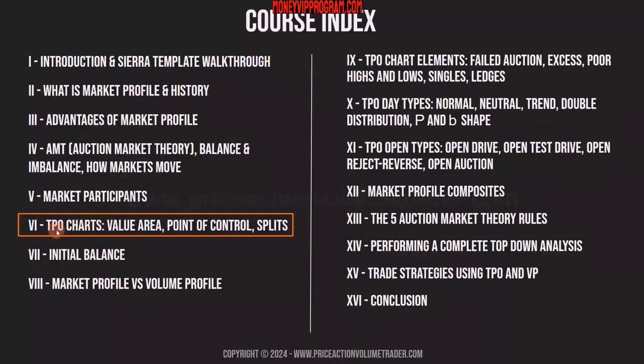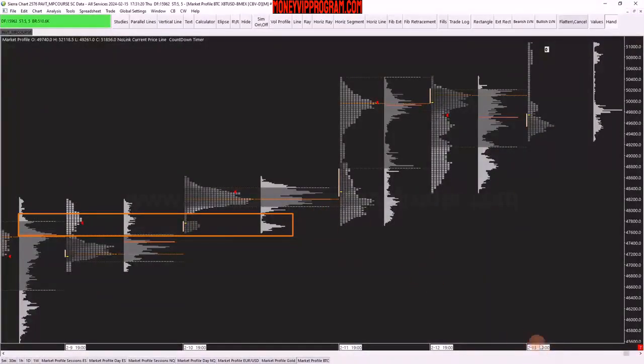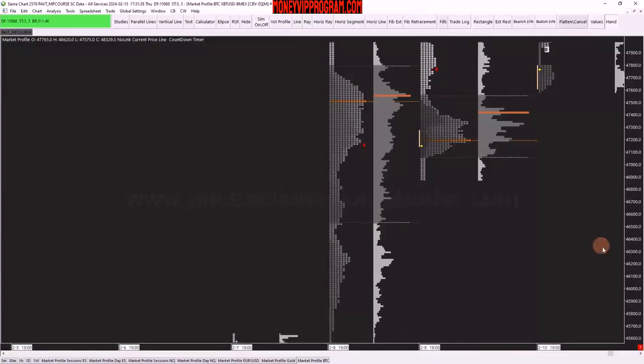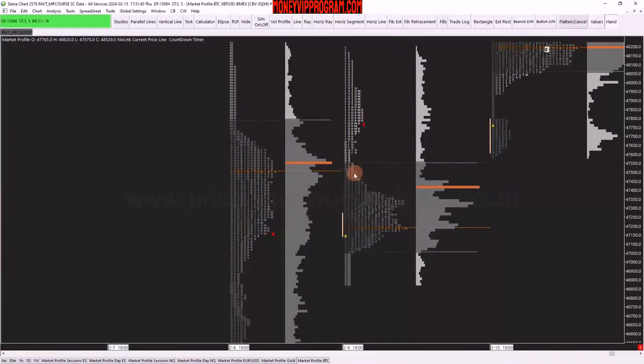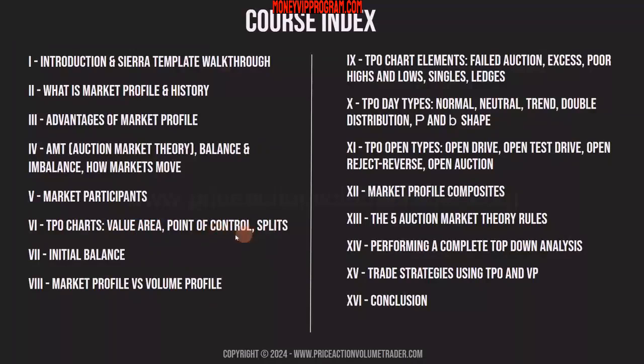Chapter 6, we're going to be talking now specifically about TPO charts, which are basically this right here. This is what we know as market profile, the charts that you see with all the blocks, or you can also look at it with letters as well. So we're going to go over all the characteristics and all the theory and things you need to know about the TPO charts, their value area, point of control, how you can split them, etc.